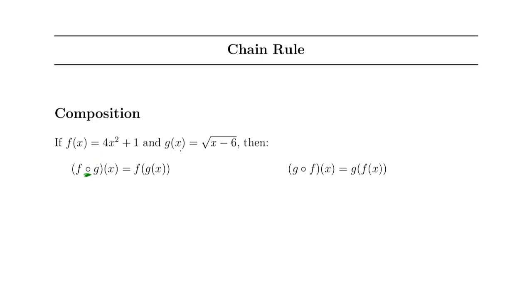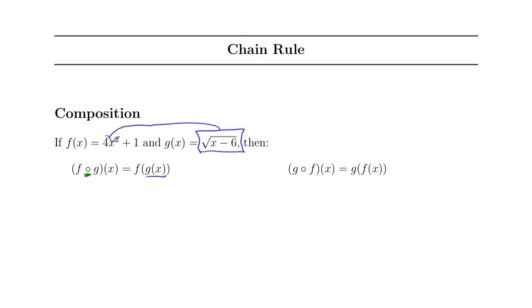So let's say we have these two functions, f and g, and we want to talk about composition. When we write f composed with g, that's really f of g of x. So what we're doing here is taking this g function, the square root of x minus 6, and it's going inside of the f function, meaning it's getting put in for x.